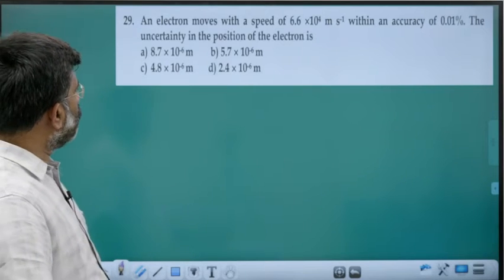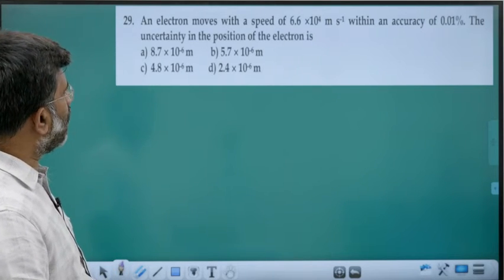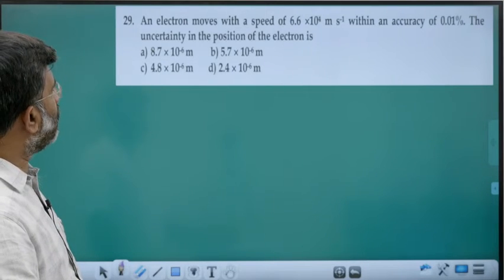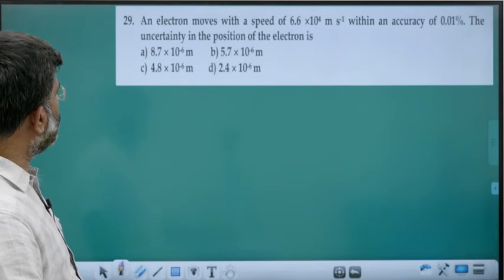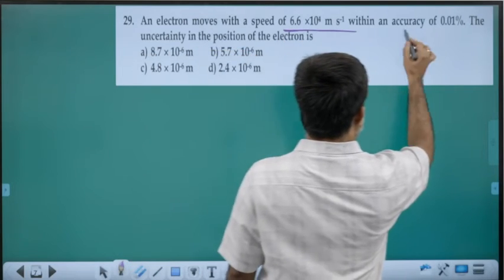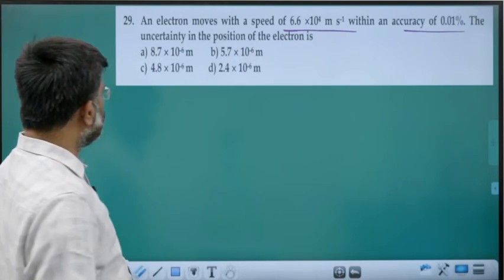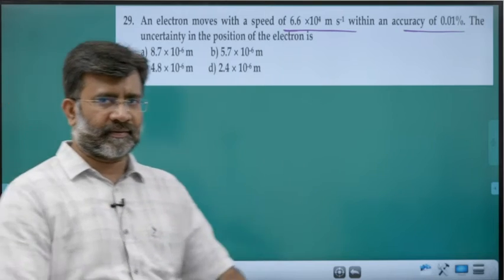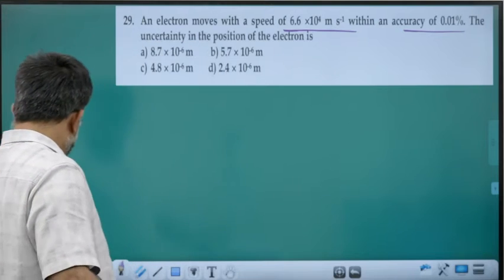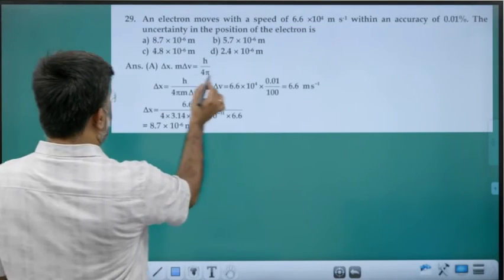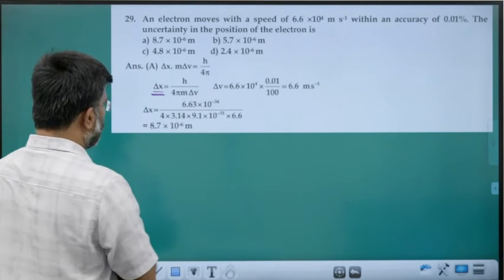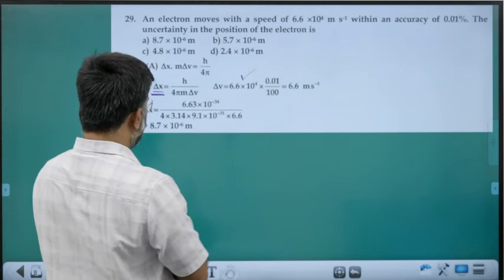Twenty-nine. An electron moves with a speed of 6.6 into 10 power 4 meter per second within an accuracy of 0.01 percentage. The uncertainty in position of the electron is asked. So velocity and its uncertainty are given. Delta x into m delta v is equal to h by 4 pi. What is delta x? h by 4 pi m delta v. H is available.